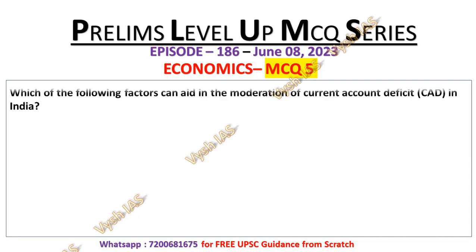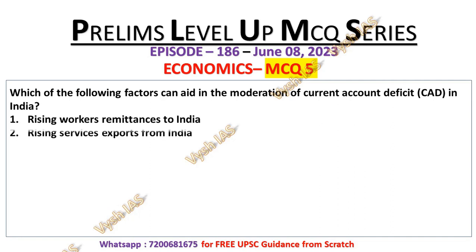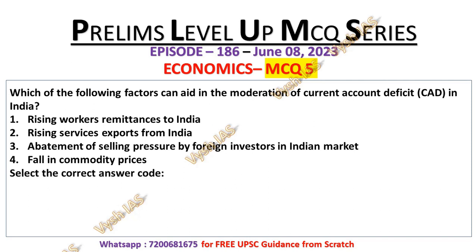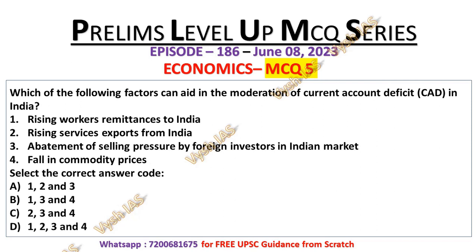Last MCQ of today's class. Which of the following factors can aid in the moderation of current account deficit in India? 1. Rising workers' remittances to India. 2. Rising services exports from India. 3. Abatement of selling pressure by foreign investors in the Indian market. 4. Fall in commodity prices. You have to select the correct answer code: 1, 2 and 3; 1, 3 and 4; 2, 3 and 4; and all of the above. I will give you 10 seconds, try to answer this question.